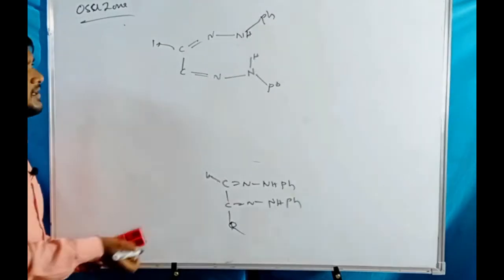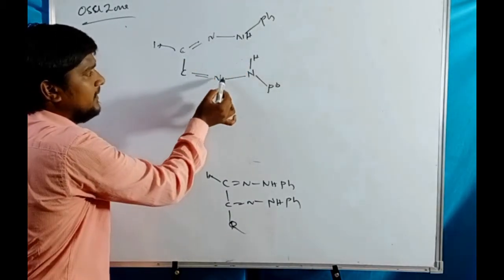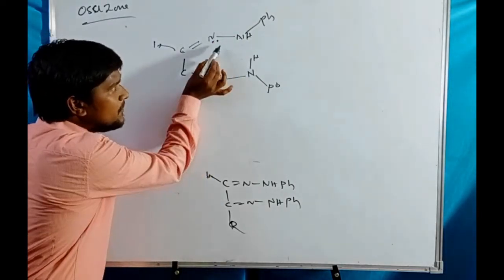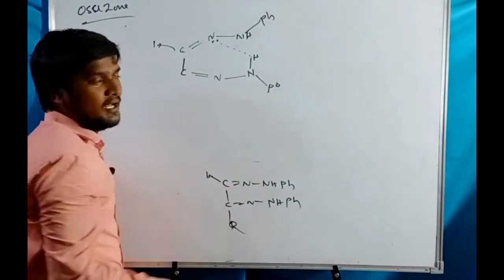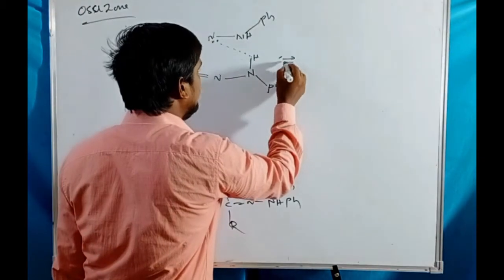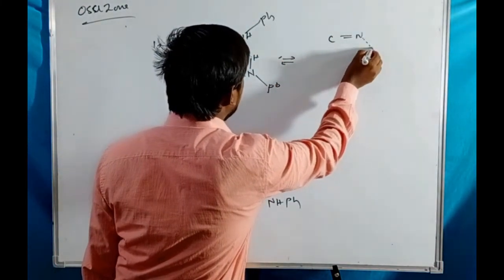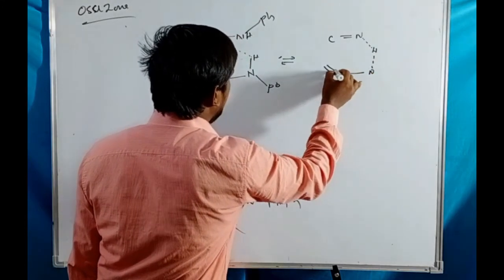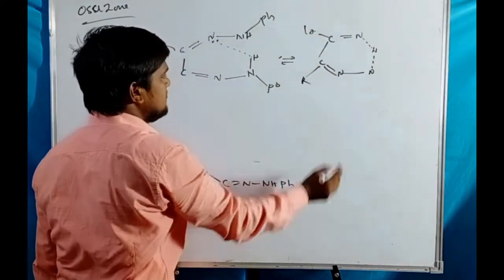Now the ring size is 1, 2, 3, 4, 5, 6. These lone pairs of electrons will attract the hydrogen atom. That means it undergoes cyclization, that is, hydrogen bonding stabilization. C double bond N, here it is the hydrogen, so it is the nitrogen. C double bond C, C single bond C, here it is the hydrogen, here it is the R group.